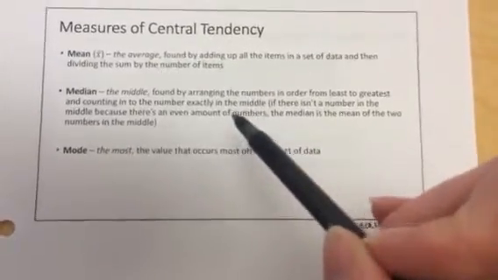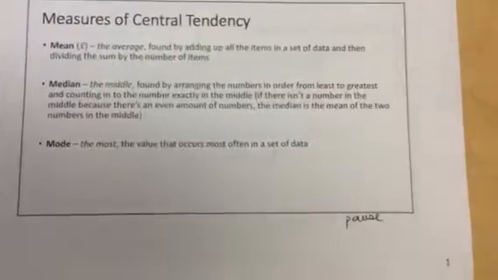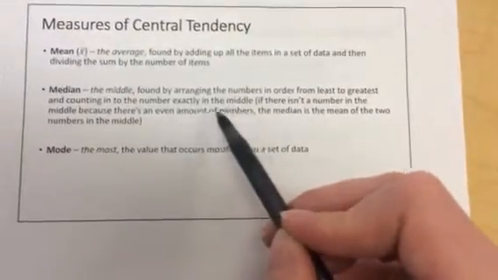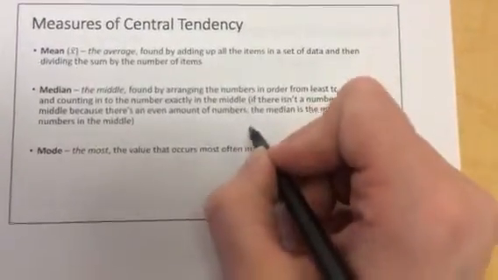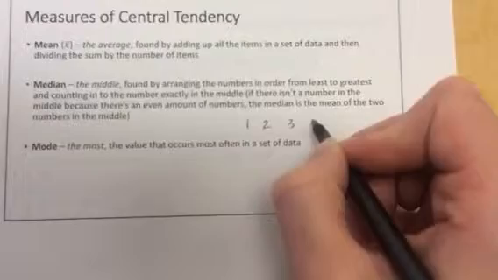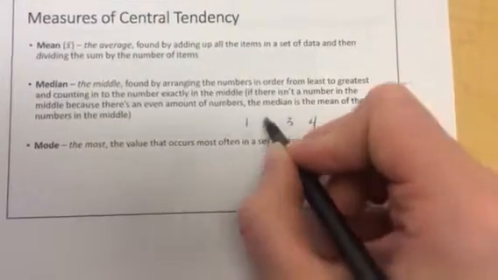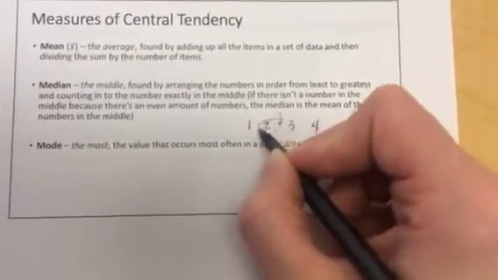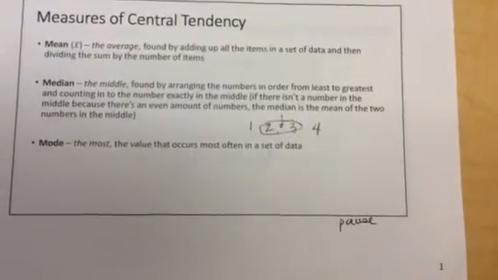If you get to the middle and there's no number right smack dab in the middle, because maybe you have an even set of numbers, then you would just take the two numbers that are there and average them. So for example, if you had the numbers 1, 2, 3, and 4, there's no number directly in the middle because we have an even number of numbers, so we would average 2 and 3, or find the mean of 2 and 3, okay?